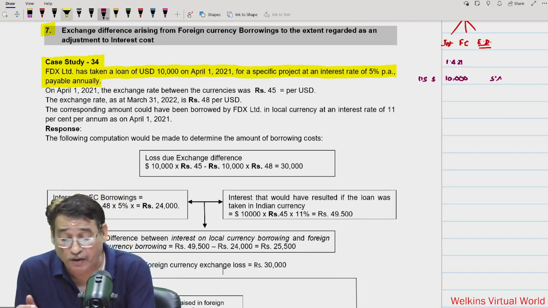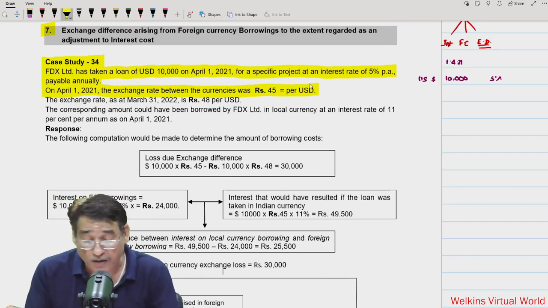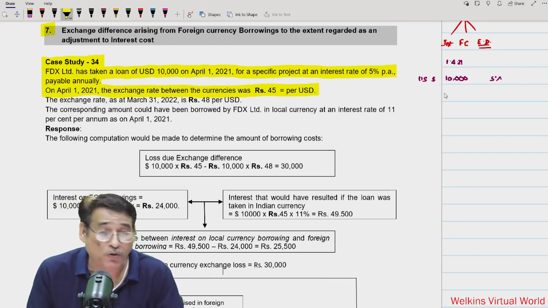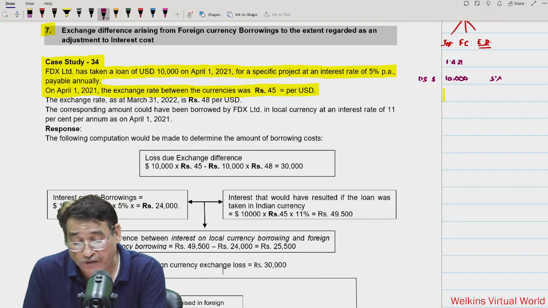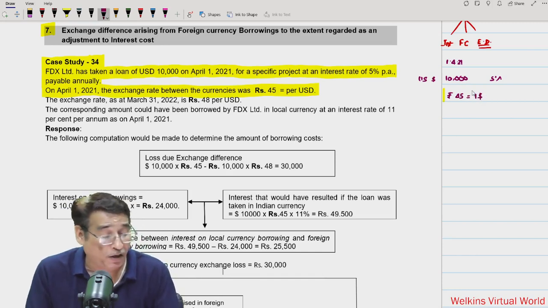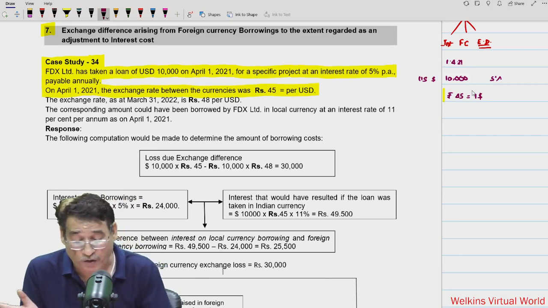Further, it is given in the question that on 1st of April 2021, the exchange rate between the currencies is this much. When you took the loan on 1-4-2021, rupees 45 is equal to $1. That means we will have to churn out 45 rupees to get $1. This was the exchange rate.